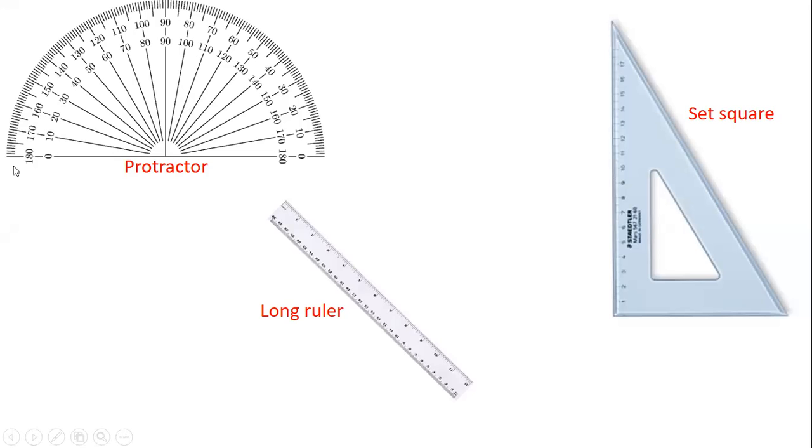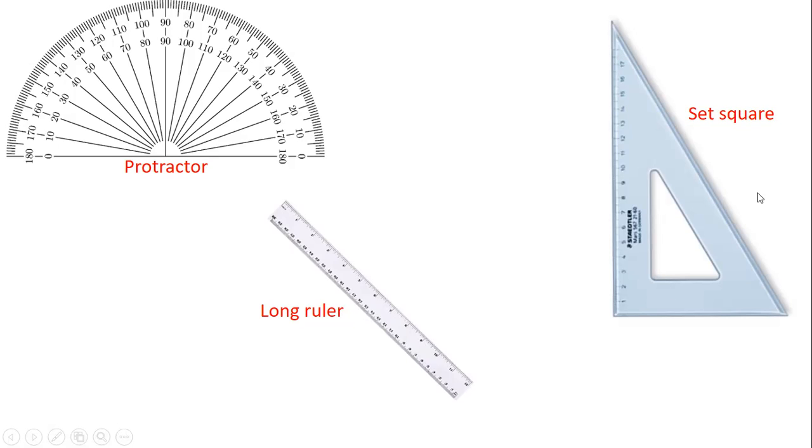The first ruler is the protractor, which is half a circle. The protractor is used mainly to draw angles and to draw bisectors of angles. The long ruler is used to draw a segment or a side of a triangle. It is used to find the midpoint of a side. And to draw a median, we use a long ruler.